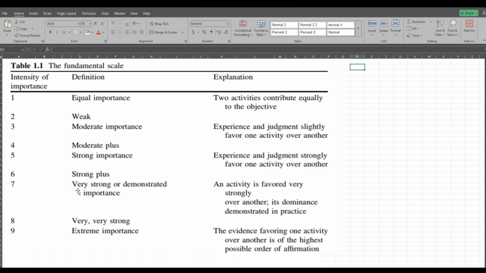7 indicates that criteria A is very strongly more important than criteria B. When criteria A is extremely more important than B, you can assign a Saaty scale value of 9. But also don't hesitate to use intermediate values. Such intermediate values are 2, 4, 6, and 8.